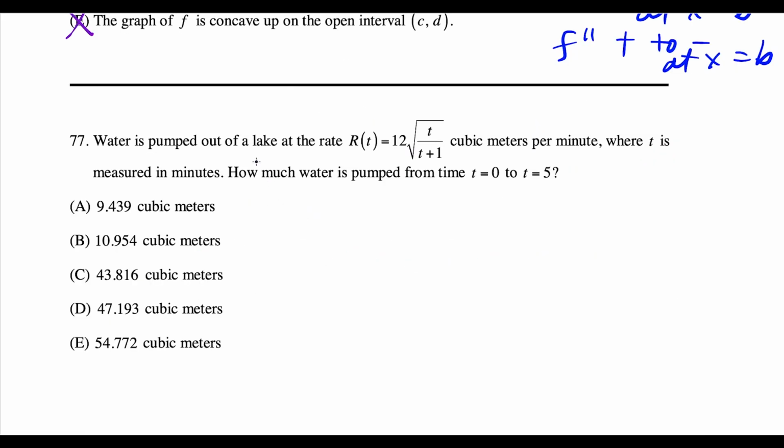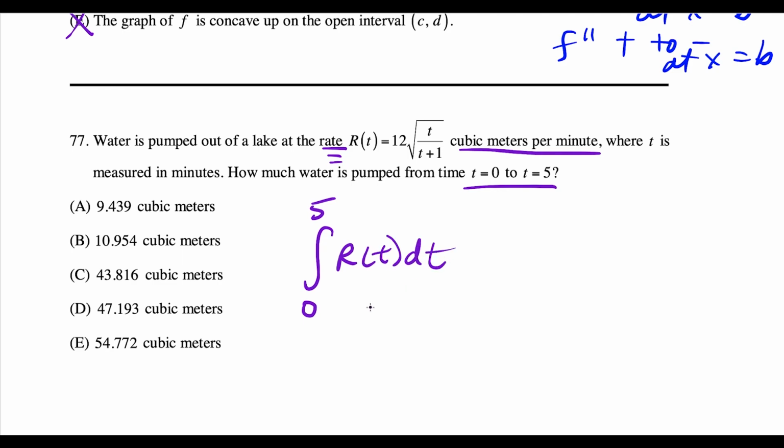Question 77, we have water pumped out of a lake at the rate R of t equals this function, in cubic meters per minute. We want to know how much water is pumped from 0 to 5. For a question like this, we're doing the integral from 0 to 5 of R of t dt.